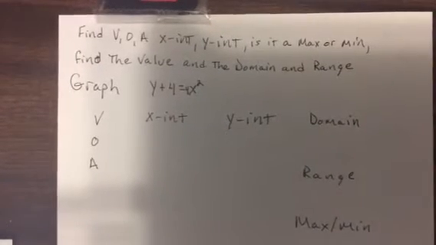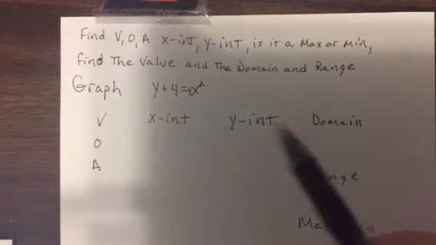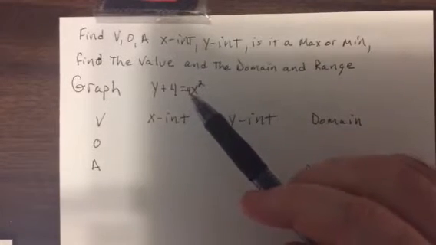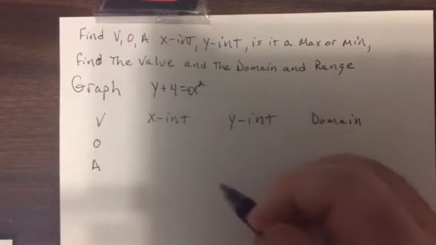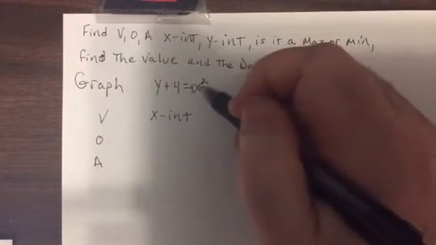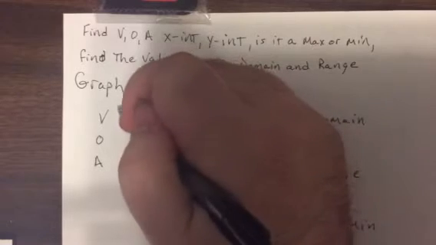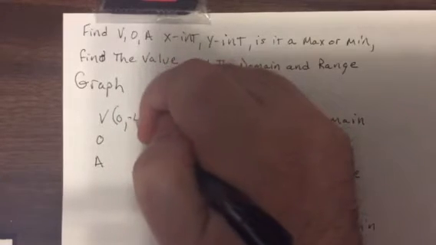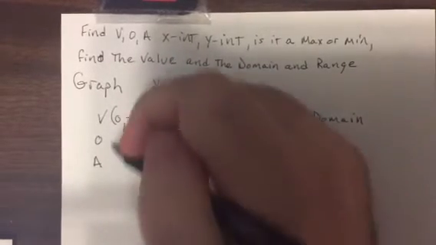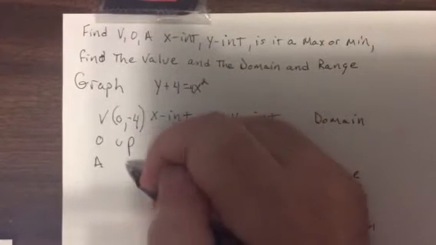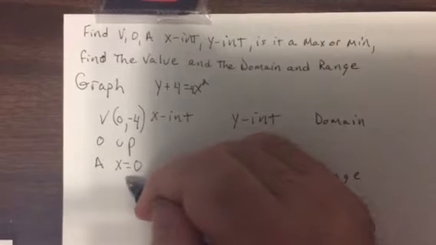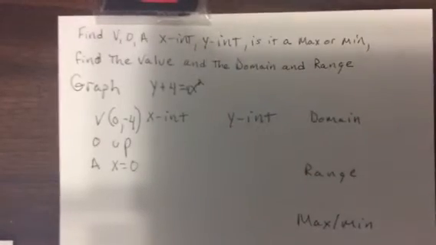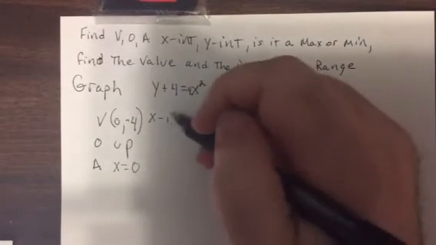Now, let's start off by doing a parabola that opens up or down. I know it opens up because this is positive. X is being squared. So my vertex would be 0, -4. Good job. And then I already said it opens up. And the axis of symmetry is x equals 0. What's another name for that? The y-intercept.